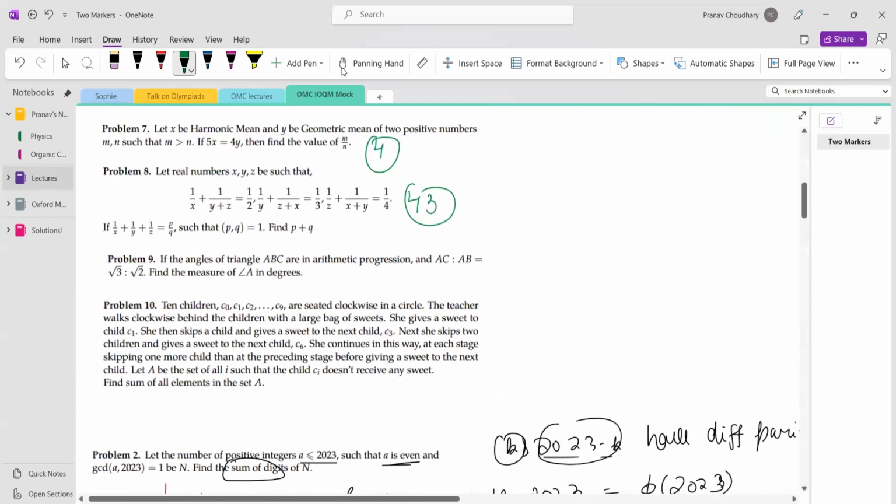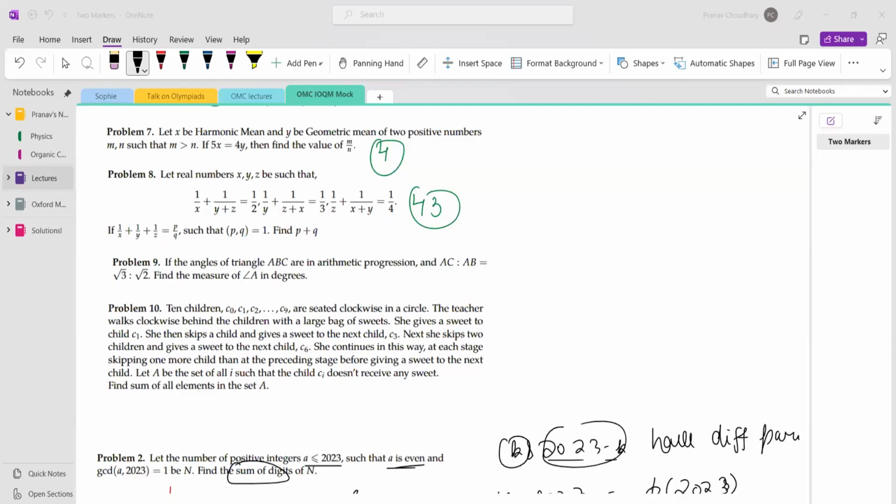Okay, let's move on to the last two problems for 2 markers. Problem number 9, let's do that. So if the angles of triangle, I'll put the problem.